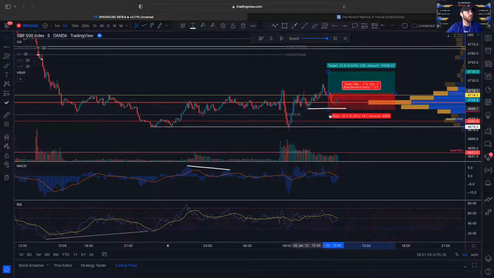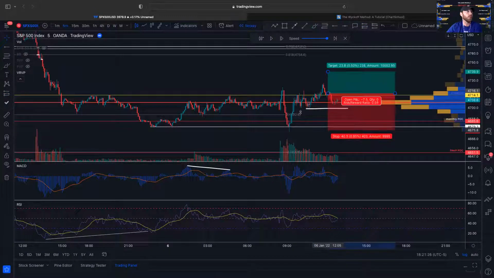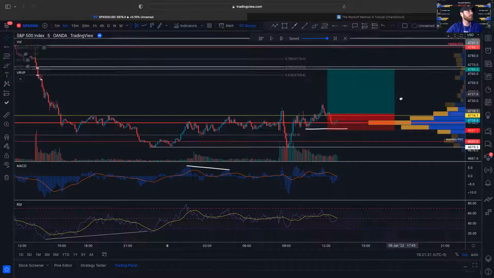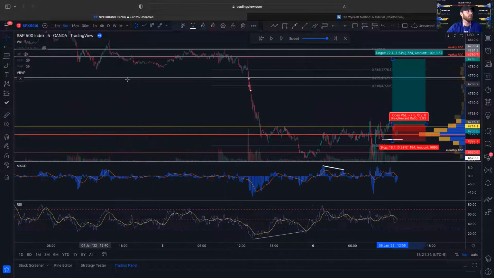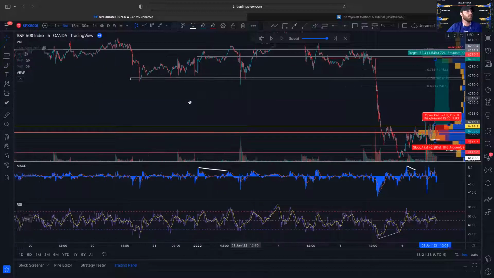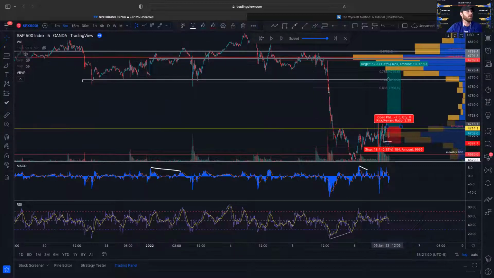Stop below this little range. You know, to be safe, you want to put it there, but that's a little too much for me. And then target these areas, probably even way up here. But this was the broken structure. So we would probably just take it to right there.